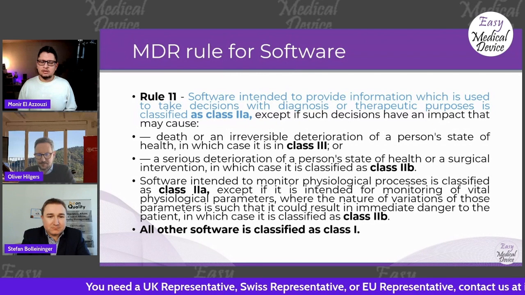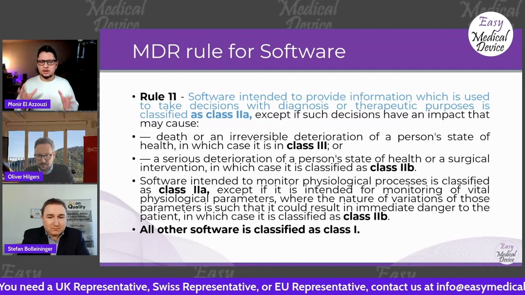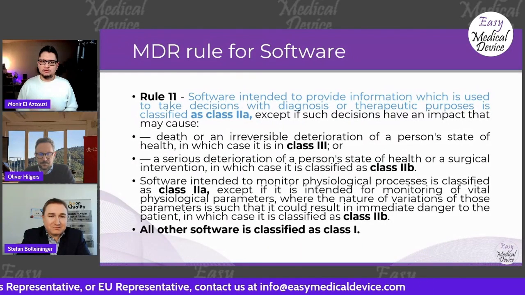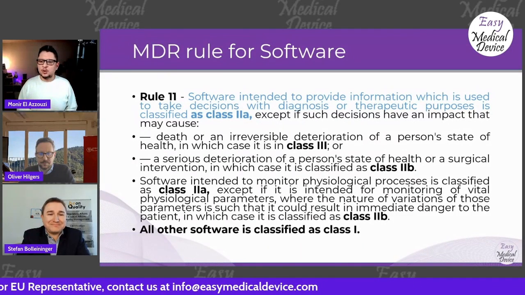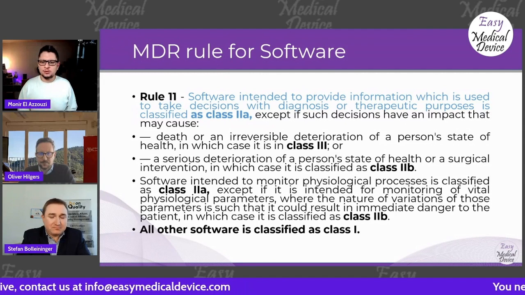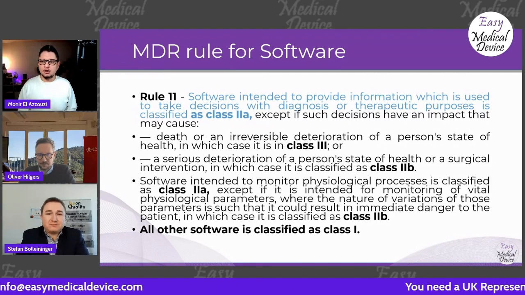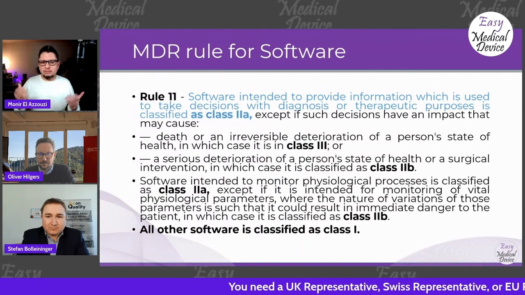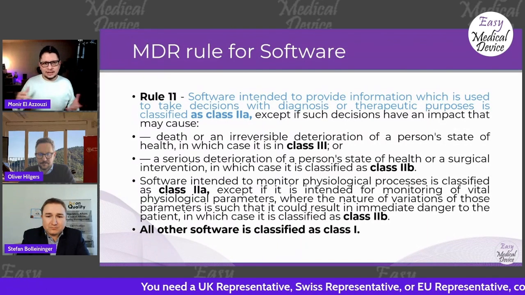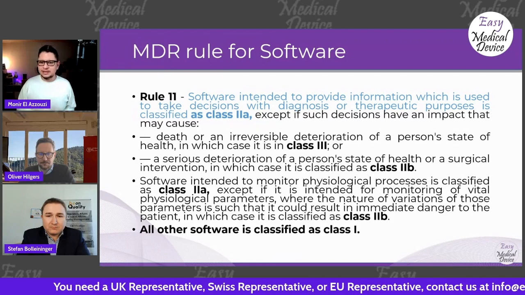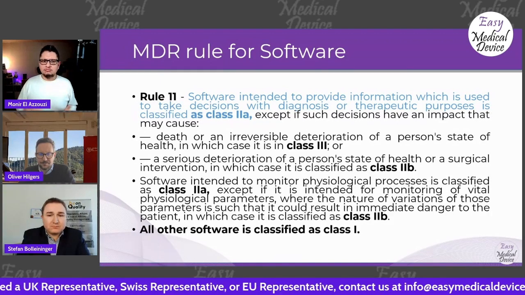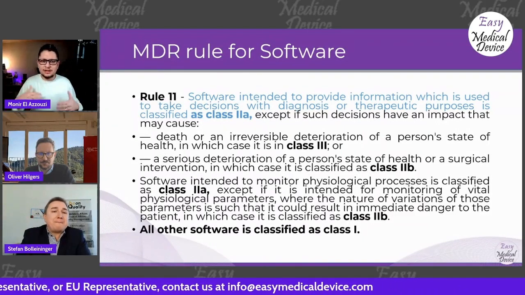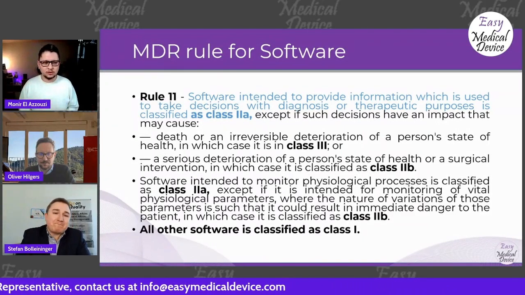Exactly, and the issue is that, the way Rule 11 is written, from the first sentence, it's like software intended to provide information which is used to take decisions with diagnosis or therapeutic purpose is classified as class 2A. So, I mean, nearly, if I can say, 98% or 99% of software have to get some information so that they can take a decision. If there is an input and an output, this is mainly how software works.